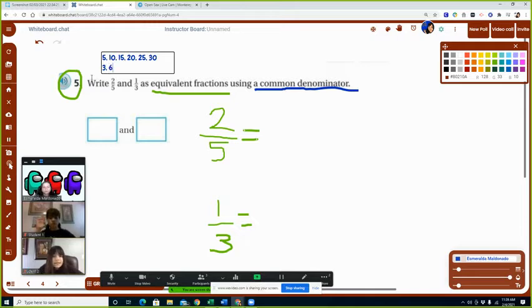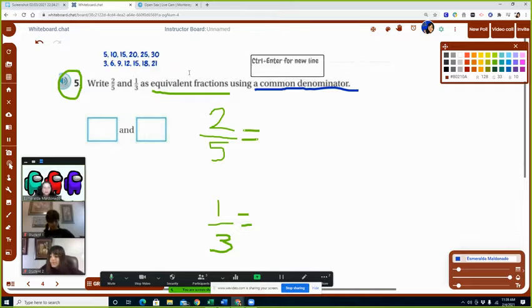3, 6, 9, 12, then 12, and then 15, right? 15 about 6. Add 3, that's 18. 21. I'll stop right there. I think that's enough.